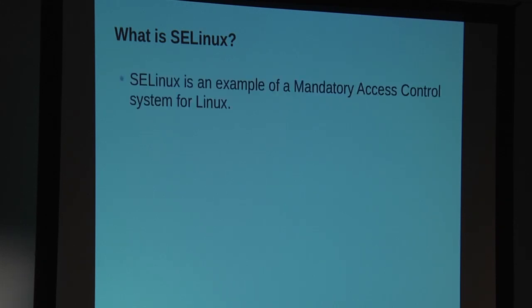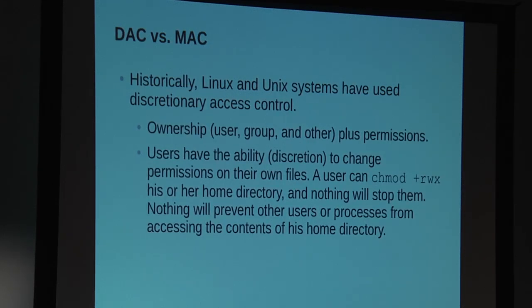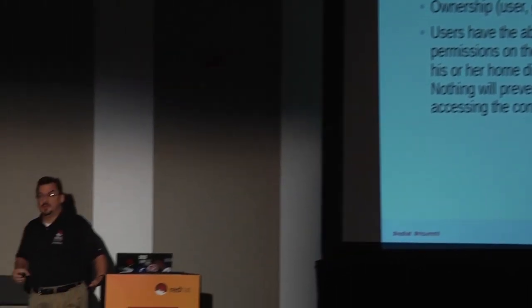So what is SELinux? SELinux is an example of a mandatory access control system. Historically, in Unix and Linux environments, we had discretionary access control. You have the concept of users and groups and everyone else, and you have the concept of ownership, right? A file or a directory on the file system is owned by somebody, and these are the permissions associated with it. Users have the ability or discretion to change those settings. There's nothing at all that stops you from doing a chmod +rwx on your home directory, and if somebody else wants to access that home directory, you pretty much can do this.